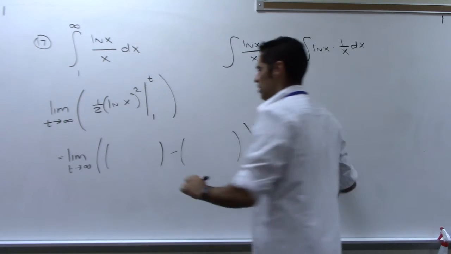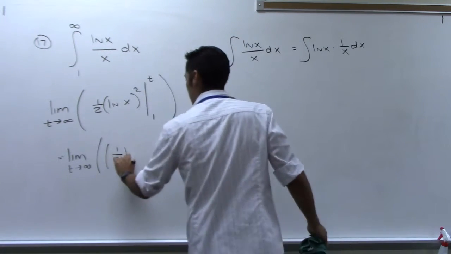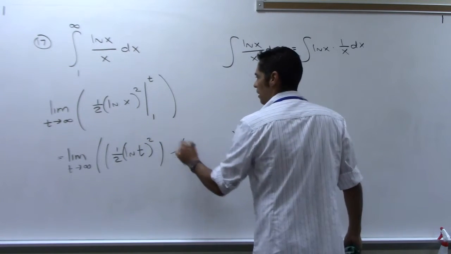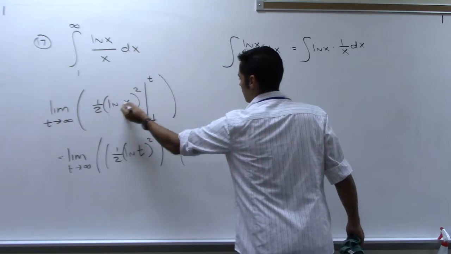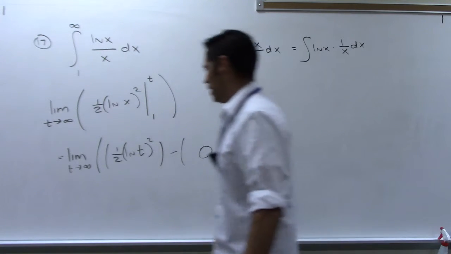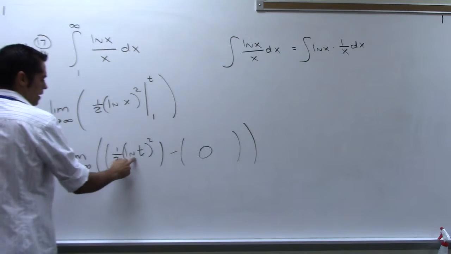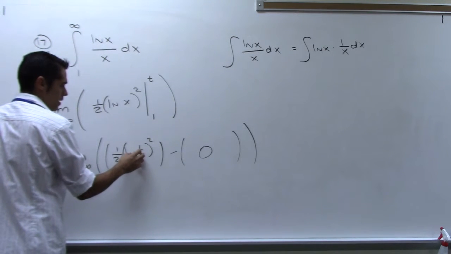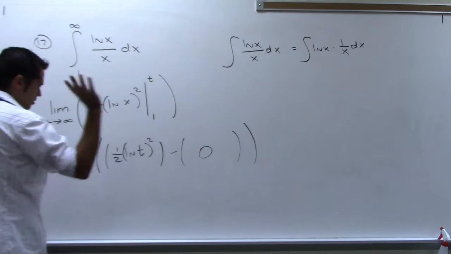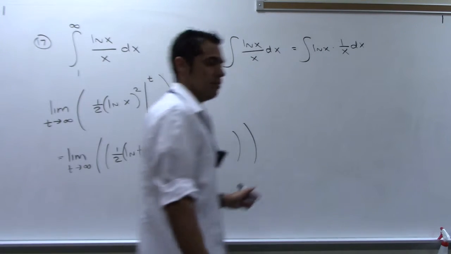So first plug in t, 1/2 natural log t, that quantity squared. And then let's see, if we plug in 1, natural log of 1 is 0. So that's nice. And then let t go to infinity. If you let t go to infinity here, natural log of infinity gets big and blows up. Squaring it blows it up. 1/2 times that still blows up. This thing is infinite, so it diverges.